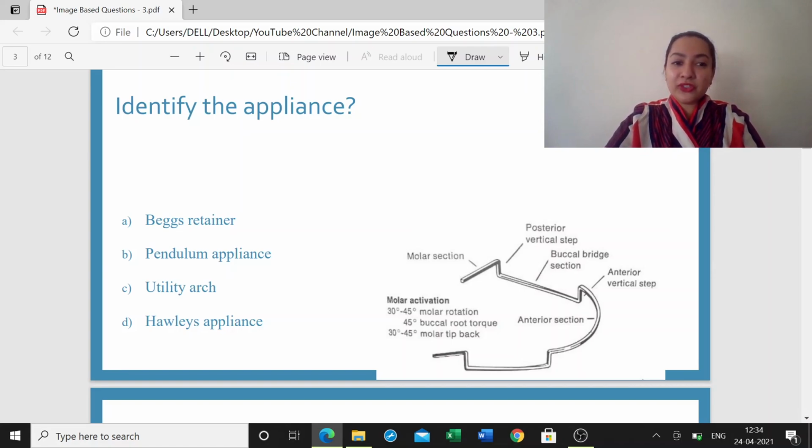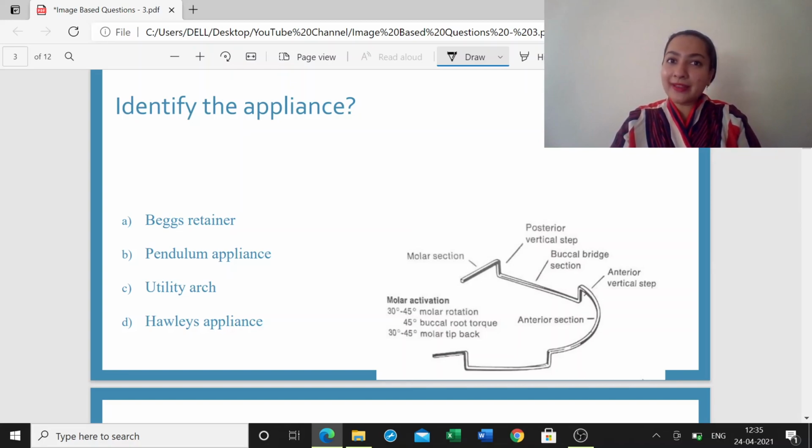The first option is Begg's retainer. Begg's retainer is a retainer with an acrylic component and wire components, and one classic thing to remember, which is very important, is that it covers the last erupted tooth. Whether your second molar is there or your third molar is there, whichever tooth is the last one erupted into the arch, that tooth has to be covered in Begg's retainer. Begg's retainer is given at the end of the treatment to retain the corrections which have been done.